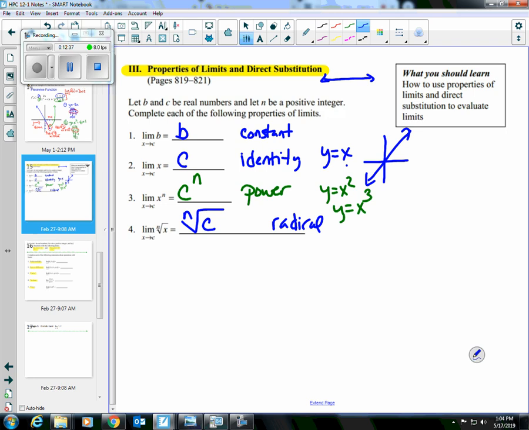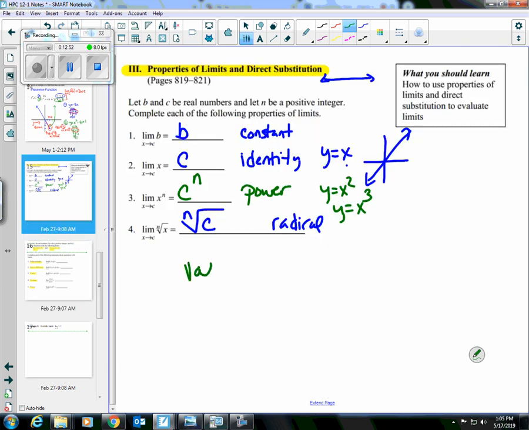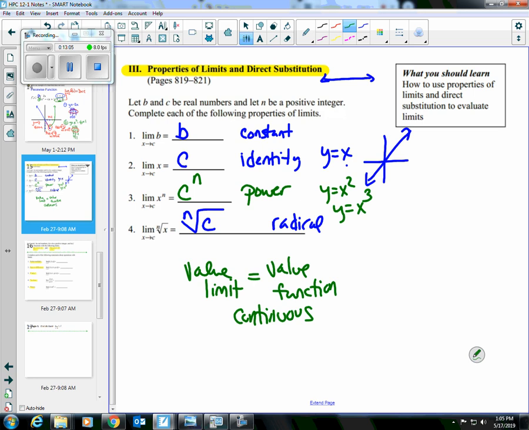So on these direct substitutions, if we have continuous functions, the value of the limit is equal to the value of the function at that location. And that's a really important kind of statement to be talking about. So we want to make sure that we go back to that: the value of the limit is equal to the value of the function, because they're continuous at these locations, because it's a continuous function. There's no breaks, nothing that we have to worry about. So the value of the limit equals the value of the function.